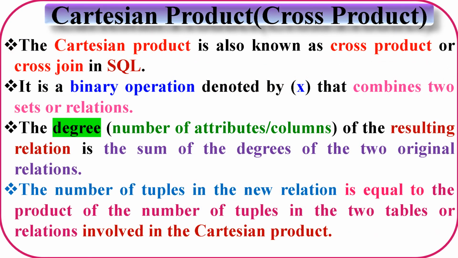Cartesian Product, Cross Product. The Cartesian product is also known as cross product or cross join in SQL. It is a binary operation denoted by cross that combines two sets or relations. The degree, the number of attributes or columns, of the resulting relation is the sum of the degrees of the two original relations. The number of tuples in the new relation is equal to the product of the number of tuples in the two tables or relations involved in the Cartesian product.